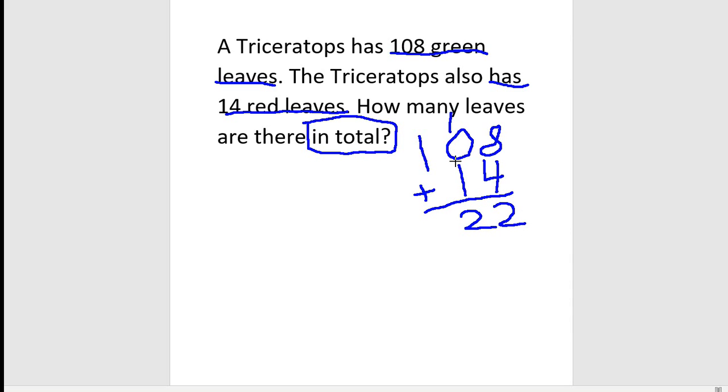And since we have 2 here in the tens column, and we haven't moved anything over to the hundreds, we just have 1 in the hundreds. And so we bring down the 1, and we have 122. And that is our answer. So it's 122 leaves.